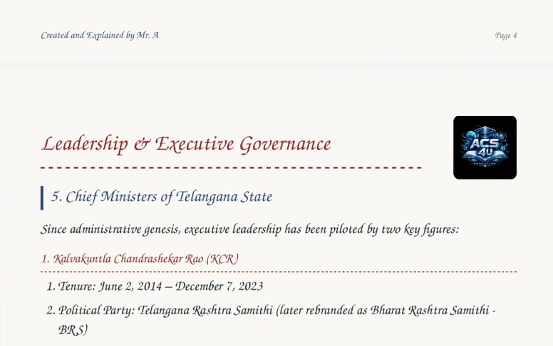Next, there comes the leadership and the executive governance. The chief ministers of the Telangana state. Since administrative genesis, executive leadership has been piloted by two key figures. Kalvakuntla Chandrashekar Rao, also known as KCR, who is the party leader of the TRS party. Now it is also known as the BRS party.